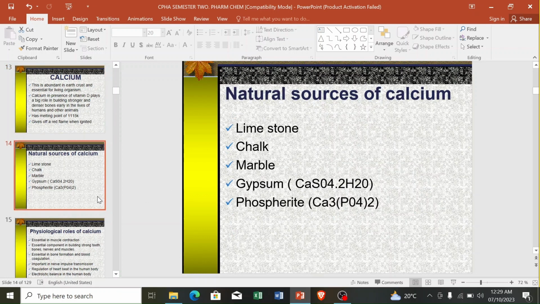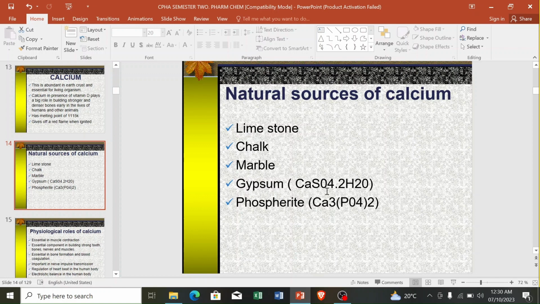Just like how we looked at the sources of magnesium, calcium as well has natural sources, since we can easily find them in the earth crust. On earth, or in the earth. Yes, we can say in the earth. So we have a number of sources of calcium. One is lime water, we have chalk, we have marble, we have gypsum, and then phosphorite.